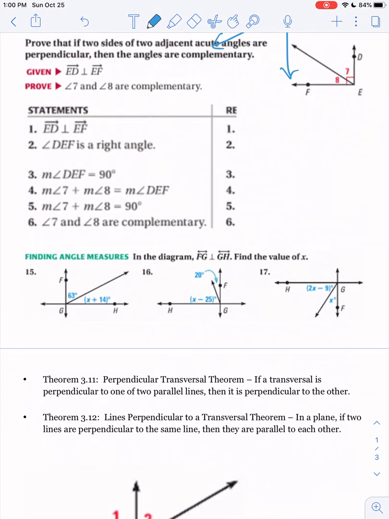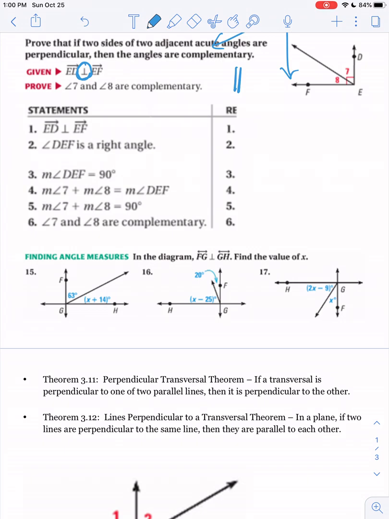So we're given that rays ED and EF are perpendicular. This upside down capital T, that's the symbol for perpendicular. And if you see that, that's as good as a vocabulary word. So you know we're going to use definition of perpendicular in this proof somewhere. The symbol for parallel looks like an 11. And again, if you see that in a proof, you can use definition of parallel.